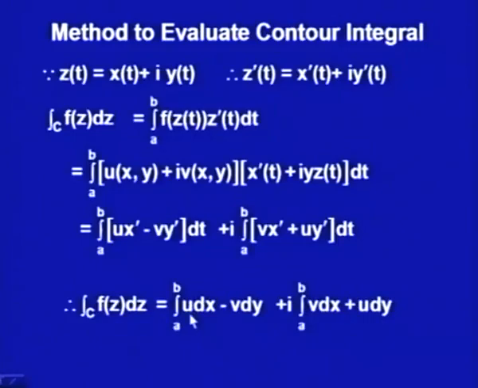So, what we are having is, again I could write it as two integrals: integral a to b u dx minus integral a to b v dy, plus I times integral a to b v dx plus I times integral a to b u dy. What we are doing is that this a and b, these limits, are being defined according to the parameterization whatever we have taken.